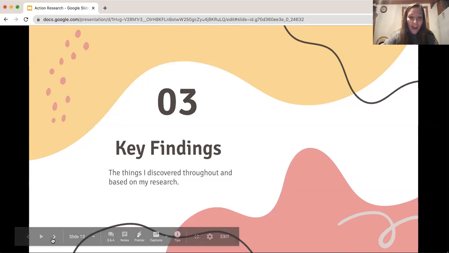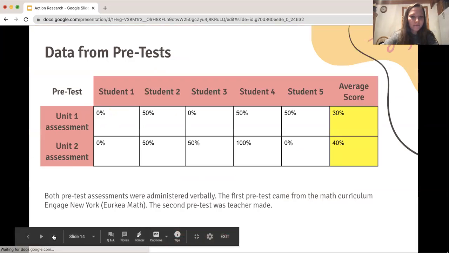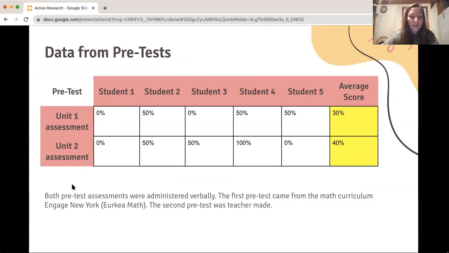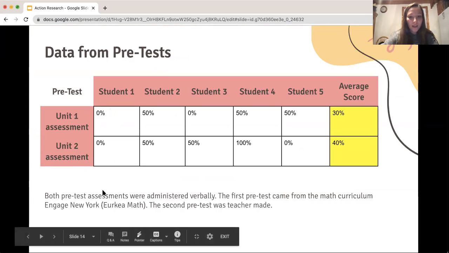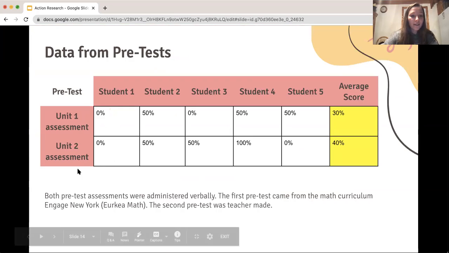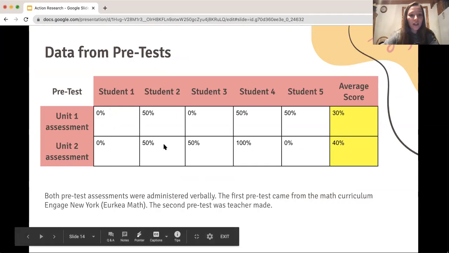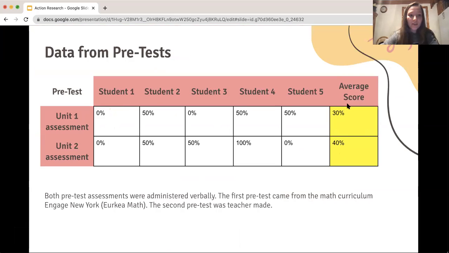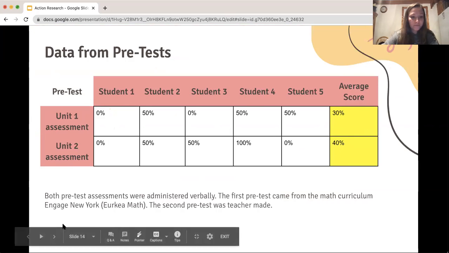After I did all of that, what did I find? So this is the data from their pretest. This pretest was administered verbally. So Unit 1 pretest, Unit 2 pretest, both were administered verbally. The pretest for the first assessment came from the math curriculum Engage New York, and the second one was student made. So here we have what each student scored on each pretest and the average score of these 5 students. So it was a 30% score and a 40% score for Unit 2. So numbers 0 to 10, 2D and 3D shapes. This is before anything was taught.